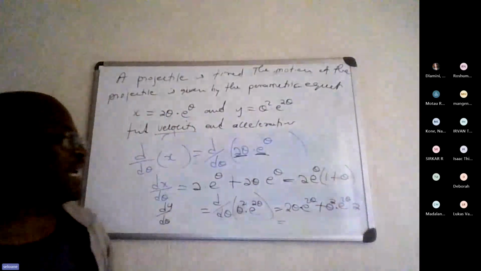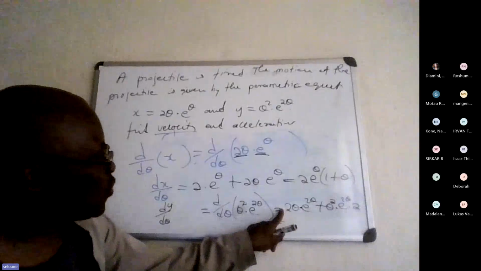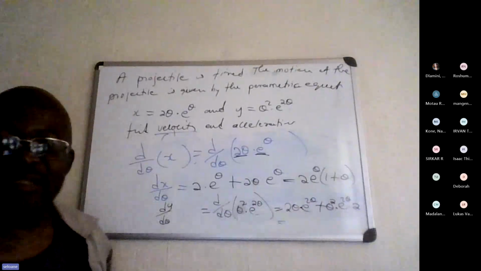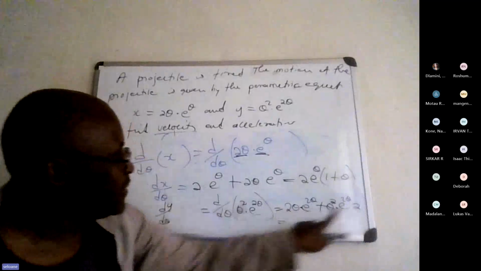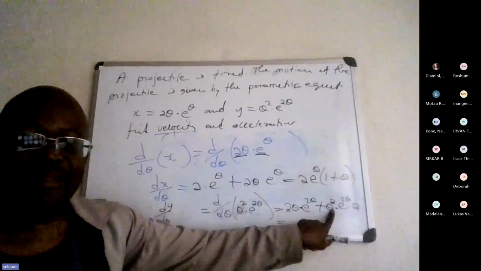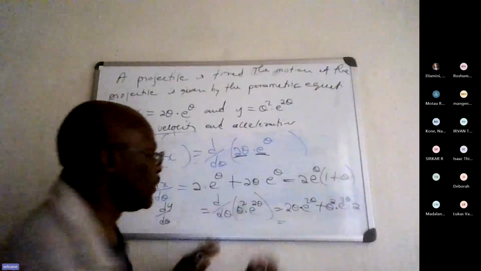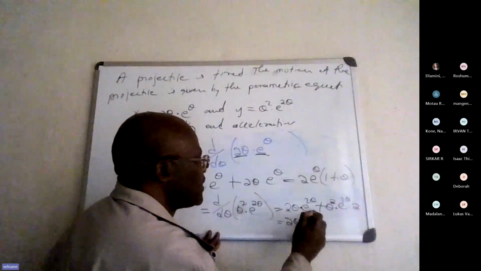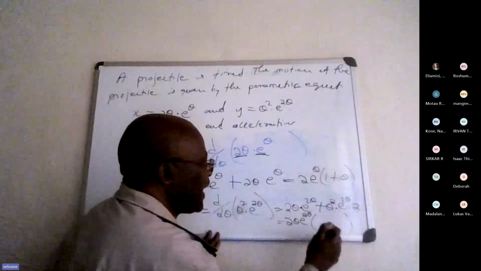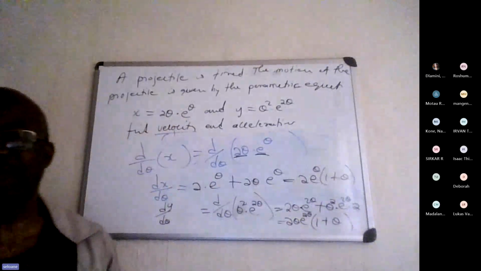Then from there, you can take out the common factor here. The common factor obviously will be 2 theta e exponent 2 theta. There's 2 here, there's 2 here, there's theta, and there's theta squared here. There's e exponent 2 theta here. Therefore, the common factor here is 2 theta e exponent 2 theta. In bracket will be how much? 1 plus 1 plus theta.